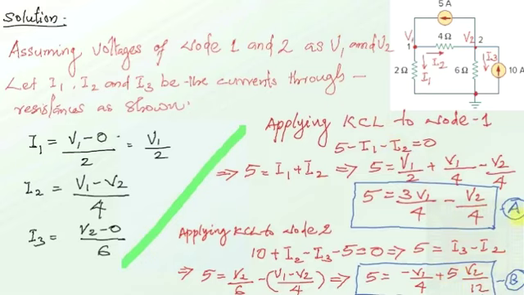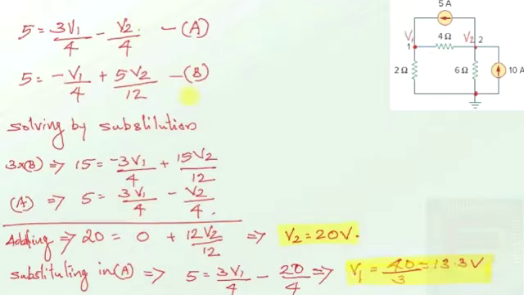Now you have two equations A and B in terms of V1 and V2, and these are two simultaneous equations in two variables, and you can solve them either by substitution method or by Cramer's rule. If you solve it using substitution method, this is the solution. So first equation B is multiplied by 3, and we get this equation. And this is equation A. If you add these two equations, you get 20 is equal to 12 V2 by 12. That is, V2 is equal to 20 volts.